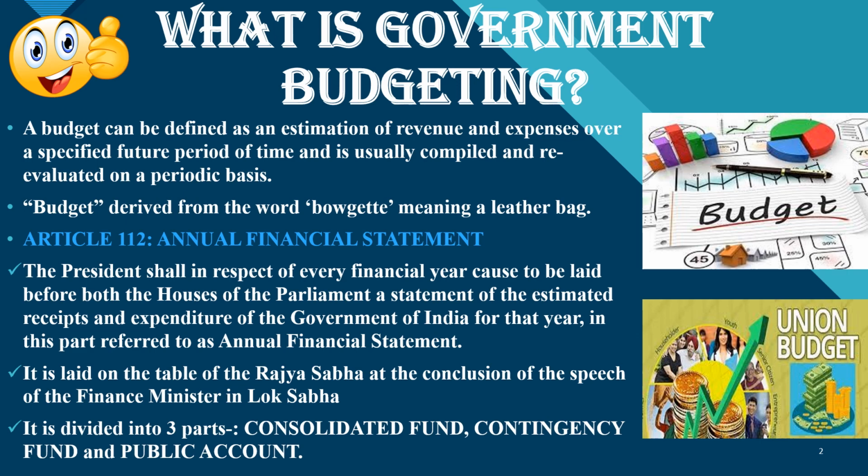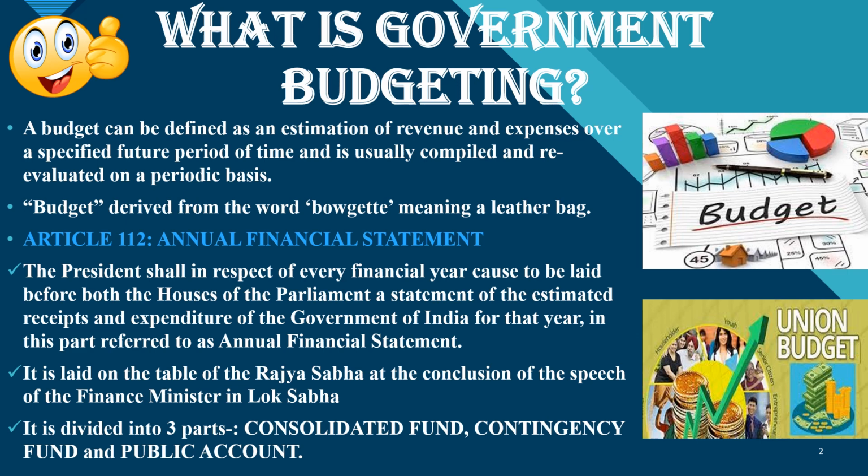What is government budgeting? A budget can be defined as an estimation of the revenue and the expenses of the government for a future period of time, and it is usually compiled and reevaluated on a periodic basis, that is for a financial year, which is from 1st of April to 31st of March. The term budget was derived from the word bougette, meaning a leather bag.